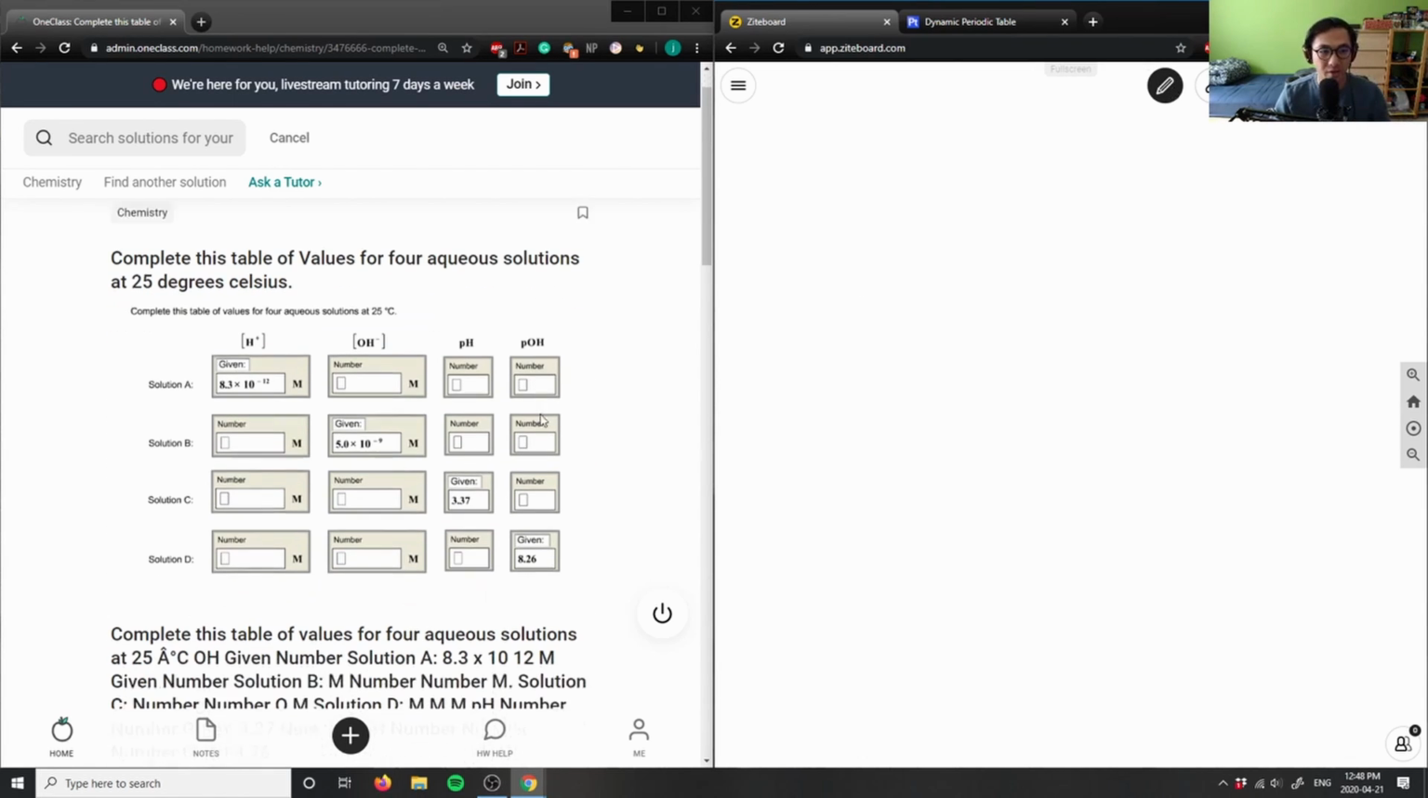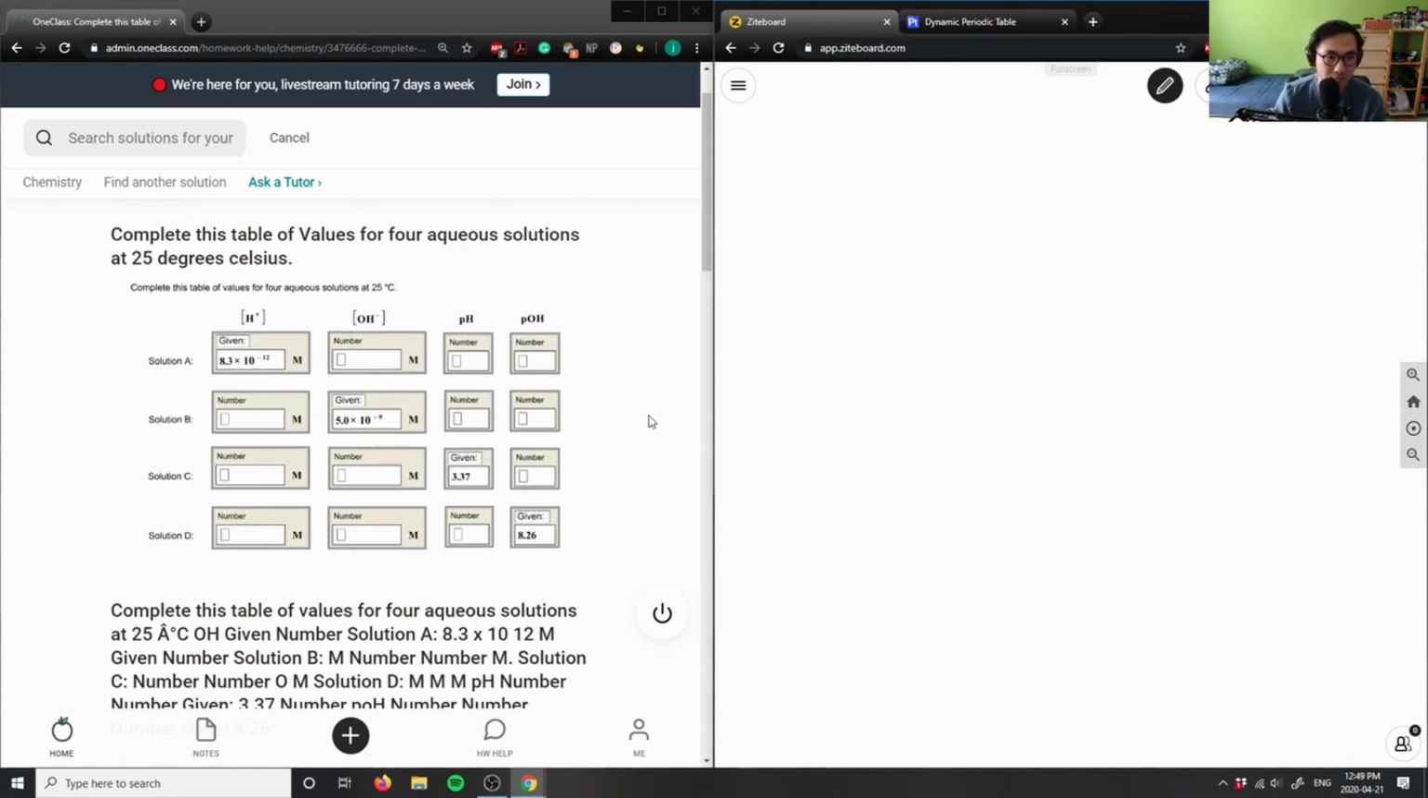of values for 4 aqueous solutions at 25 degrees. Okay, let me redraw this table here. So this is solution A, B, C, and D.